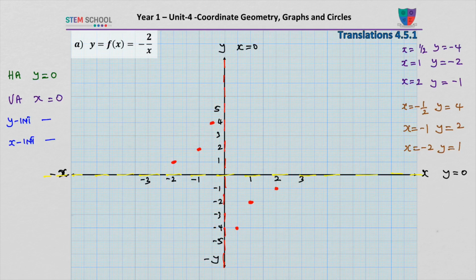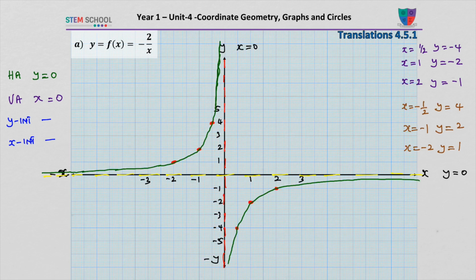So you can see the graph is coming from minus infinity all the way to the points there, all the way to plus y infinity. And it's coming from minus y infinity all the way to plus x infinity.